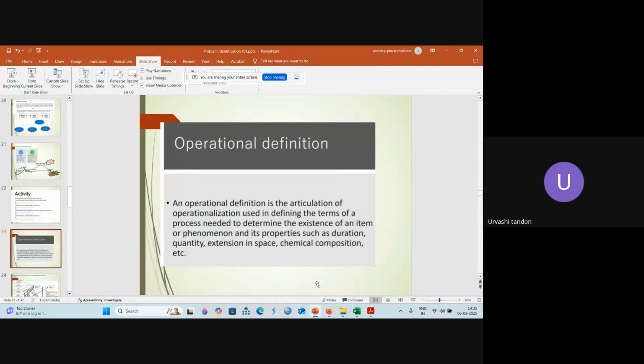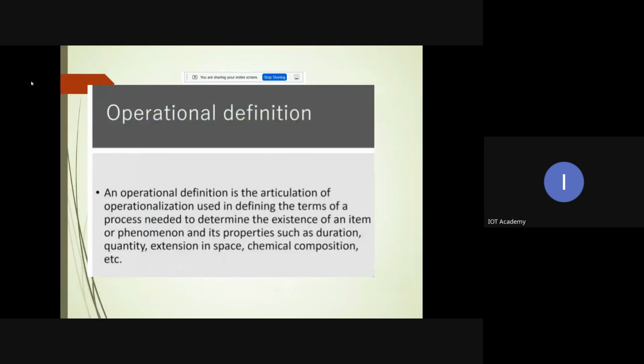Now coming to the operational definition. Operational definition is a contextual definition. Ma'am, can I just present it in slideshow? Yeah, thank you. So operational definition is the articulation of operationalization. It means operational definition is something where you modify the actual definition in the context of your study, right?